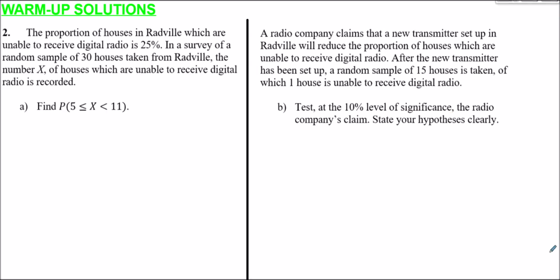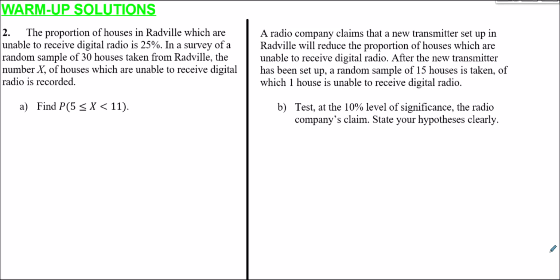So for question 2, we've got houses in Radville. The proportion of houses in Radville which are unable to receive digital radio is 25%. In a survey of a random sample of 30 houses taken from Radville, the number X of houses which are unable to receive digital radio is recorded.